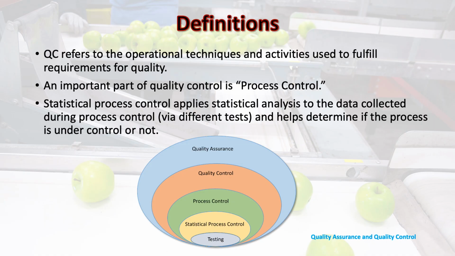In contrast to quality assurance, quality control refers to the operational techniques and activities used to fulfill the requirement for quality. An important part of quality control is process control. At different processing points, quality data can be collected by conducting various tests, such as microbial analysis, chemical testing, and sensory evaluation. This data allows us to conduct statistical analysis, also called statistical process control, to determine if the process and quality is under control.